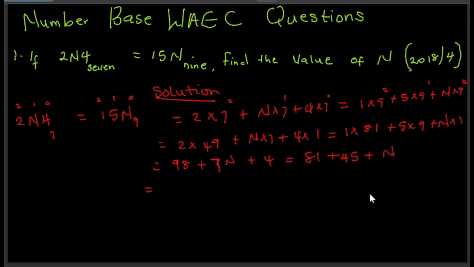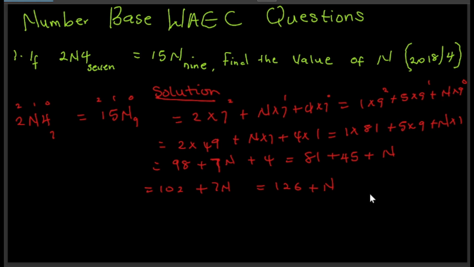Okay, we continue. So let's collect like terms. We have 98 plus 4 plus 7n is 102. We add up only numbers. Don't add the one that has letters. So 7n equals 81 plus 45, 126 plus n.